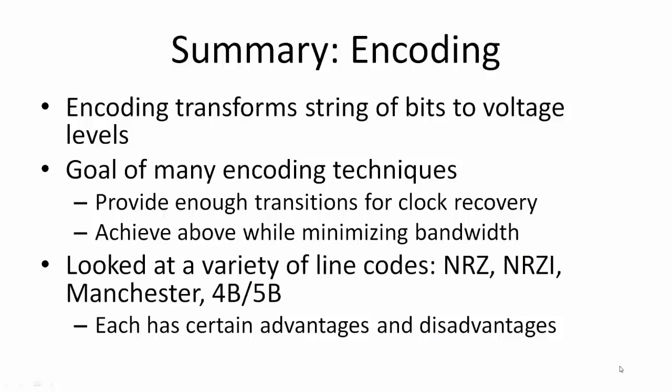So here is a summary of the different encoding schemes we have covered. Encoding basically converts bits to voltage levels or power levels in case of fiber optics. The goal of many encoding techniques is to provide enough transitions for clock recovery, and you want to do this while minimizing bandwidth. And we looked at a variety of schemes: non-return to 0, non-return to 0 inverted, Manchester, 4B5B. Each scheme has certain advantages as well as disadvantages.